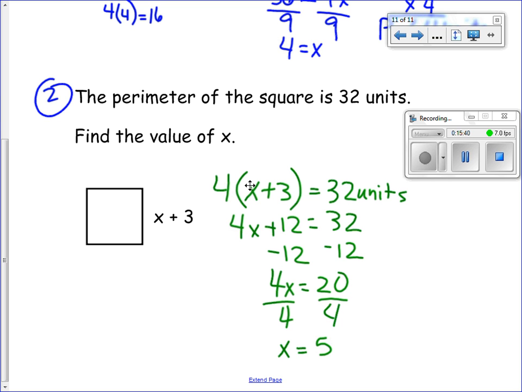Our lesson is solving problems with variables on each side. We use that with perimeter. We use it finding a solution for certain word problems.